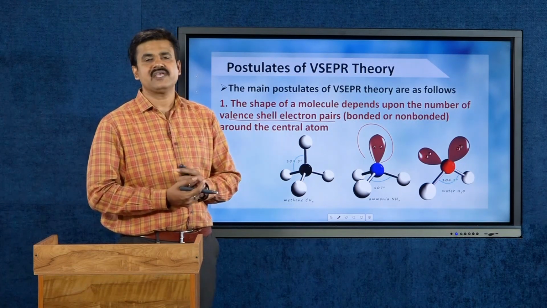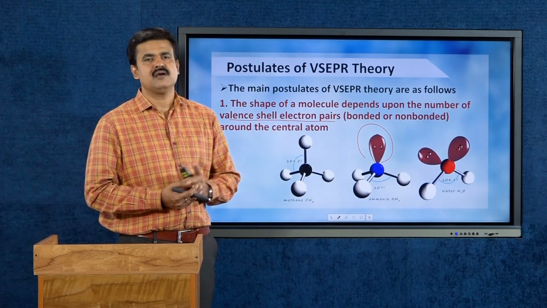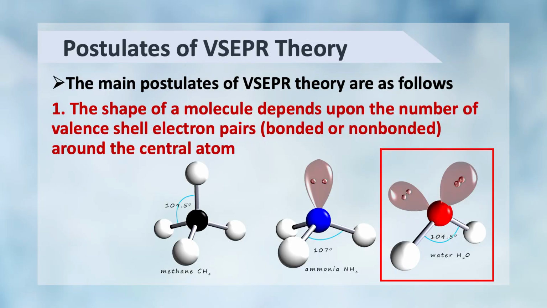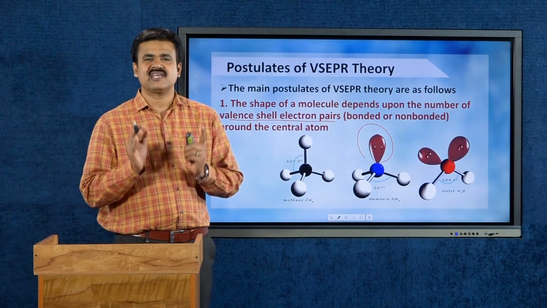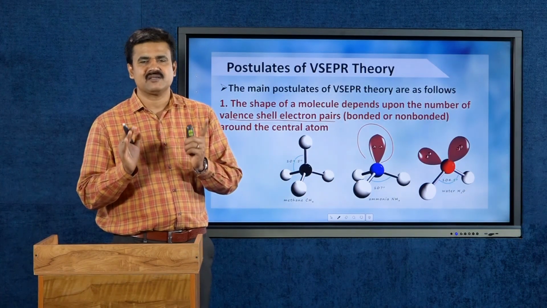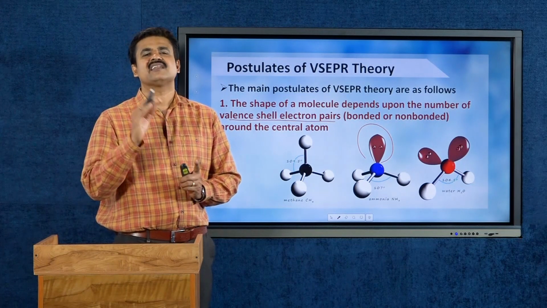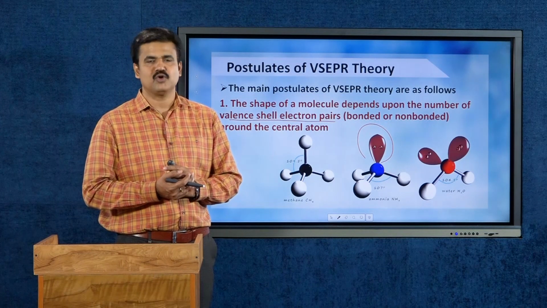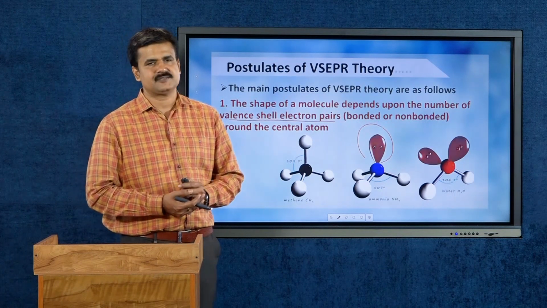In the case of ammonia, the shape is pyramidal, but the geometry is tetrahedral with 1 lone pair. In the case of the water molecule, the shape is bent, but the geometry is tetrahedral with 2 lone pairs of electrons. So a molecule can have a fixed shape or geometry based on the interelectronic repulsion between various electron pairs, namely the lone pairs and bond pairs present around the central atom.